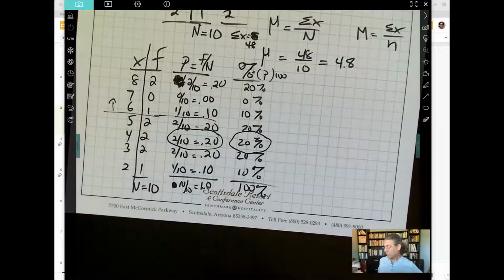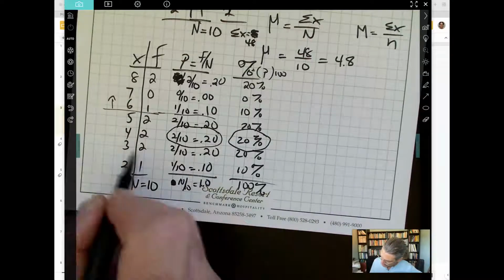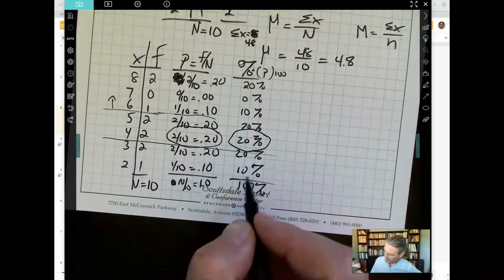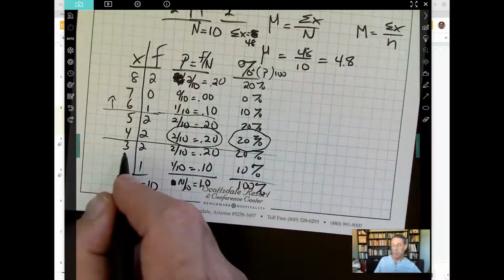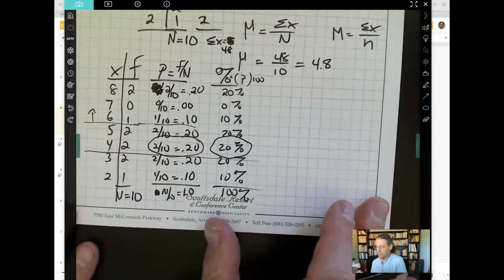And again, you can combine. So again, we would have 30% scored a 6 or above. We could say 20 plus 10%, 30% scored a 2 or a 3. So there's all sorts of different ways we can answer this.